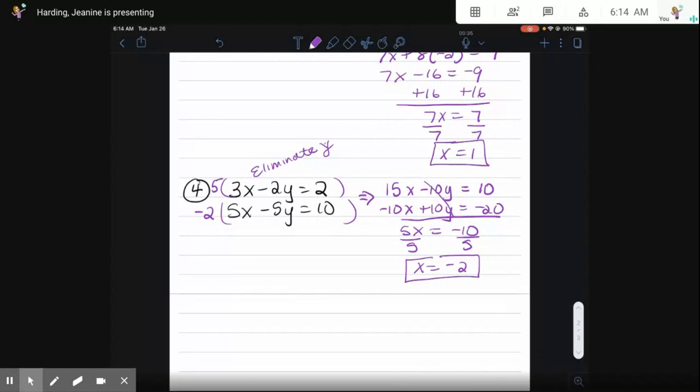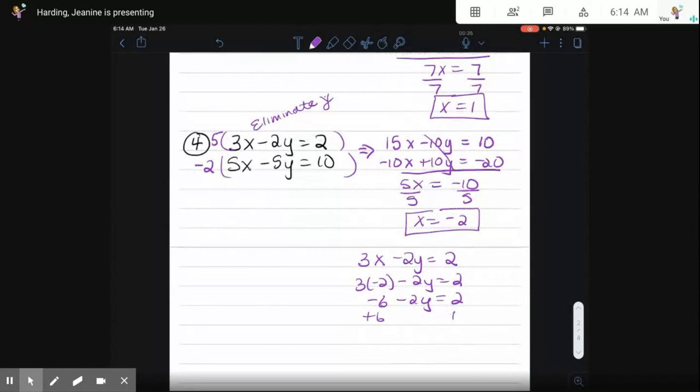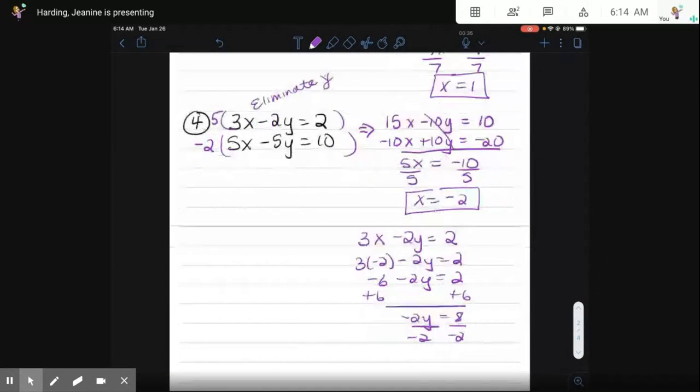Okay, plug it into one of the equations. I'm going to plug it into the first. I keep plugging it into the first, but really you can plug it into either. 3 times negative 2 minus 2y equals 2. Negative 6 minus 2y equals 2. I'm going to add 6 to both sides, and I get negative 2y equals 8. Divide both sides by negative 2, and y equals negative 4.